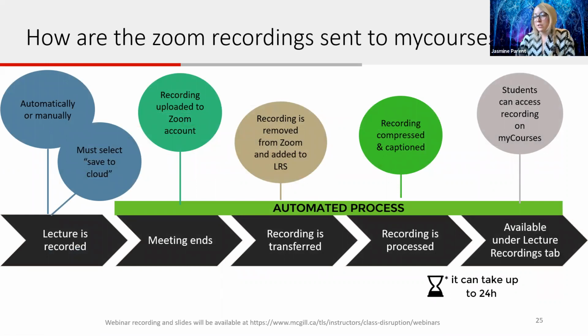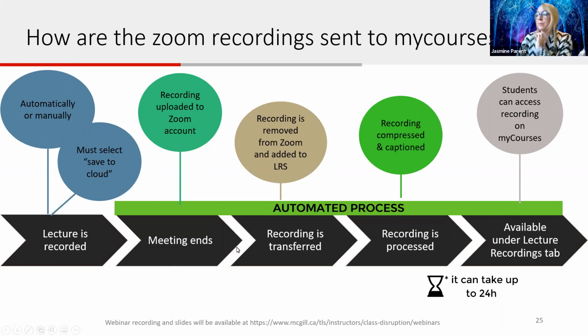This is the process by which Zoom lectures are recorded and sent to the lecture recording system. First, you must schedule a Zoom session through the Zoom tab in mycourses. You must then make sure that your Zoom session is recorded to the cloud. Once your session is over, there's an automated process: when your meeting ends, the recording that you automatically or manually recorded is uploaded to your Zoom account at mcgill.zoom.us. The recording then, after some time, is removed from Zoom and processed and sent to the lecture recording system.